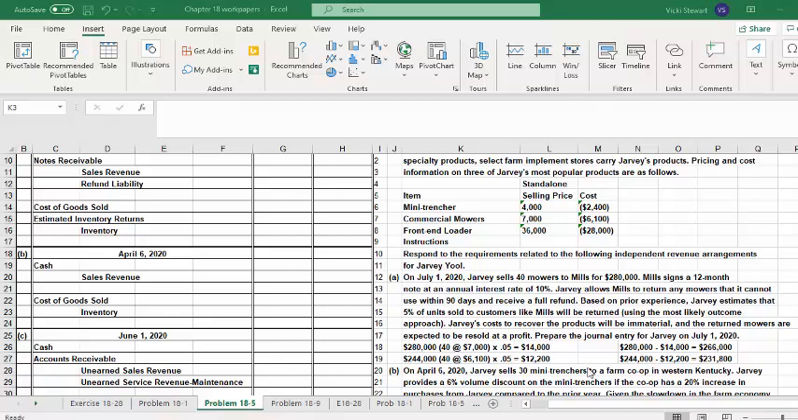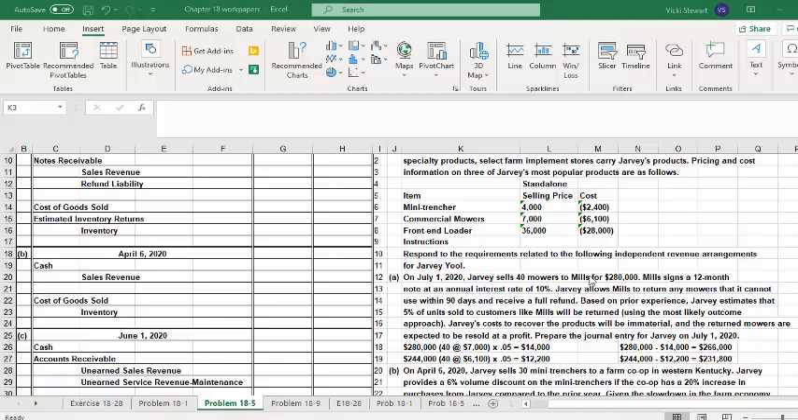On July 1st, 2020, Jarvie sells 40 mowers to Mills for $280,000. Mills signs a 12-month note at an annual interest rate of 10%. Jarvie allows Mills to return any mowers that it cannot use within 90 days and receive a full refund. Based on prior experience, Jarvie estimates that 5% of units sold to customers like Mills will be returned, using the most likely outcome approach. Jarvie's cost to recover the products will be immaterial, and the returned mowers are expected to be resold at a profit. Prepare the journal entry for Jarvie on July 1st, 2020.